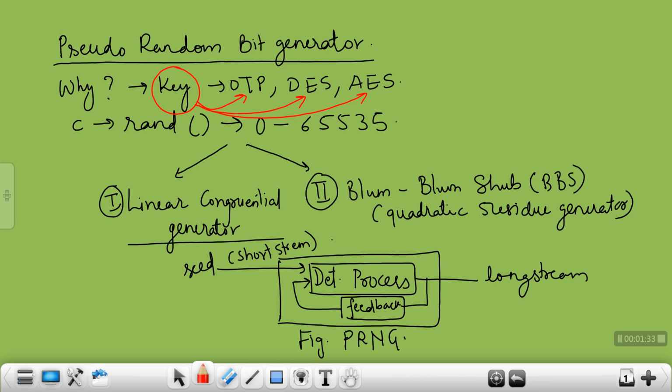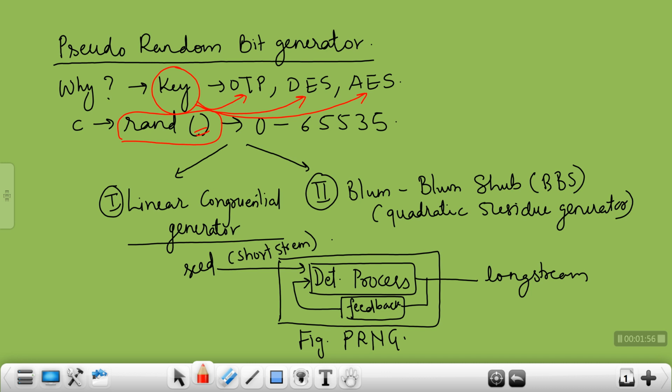Now in C there is a function called RAND. You might have already seen this function. RAND can generate a number between 0 and 65535. You just have to give a value over here, between which values you need to create the random numbers. Then that many random numbers will be created using this function in C called RAND.